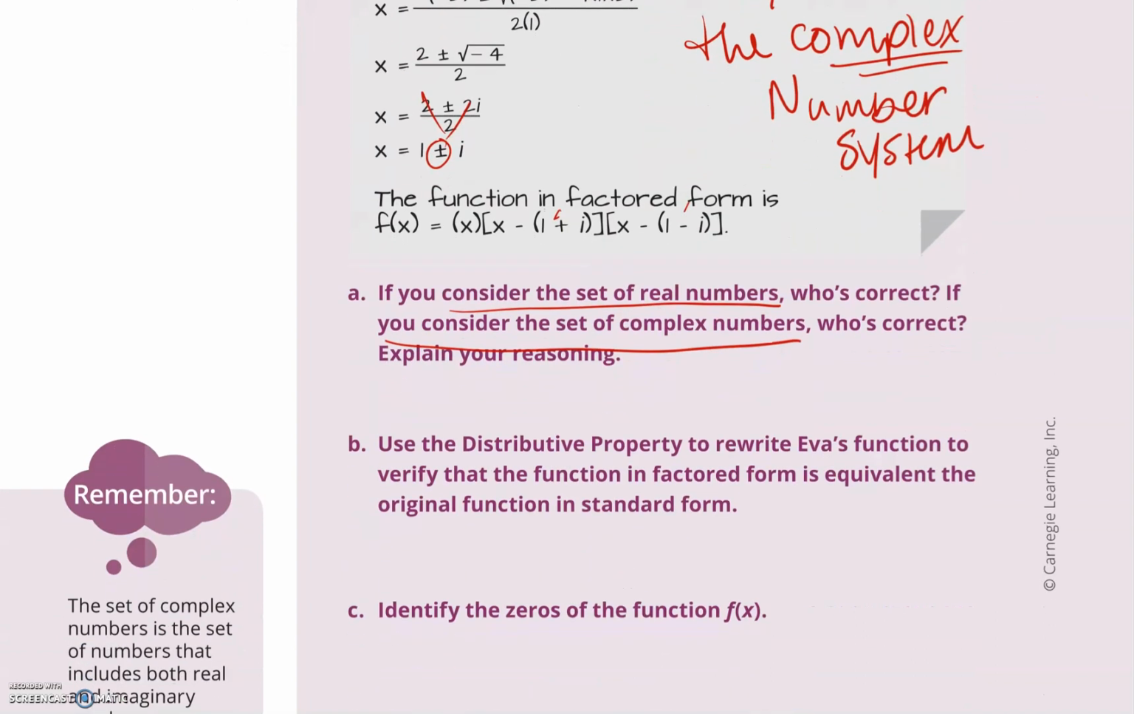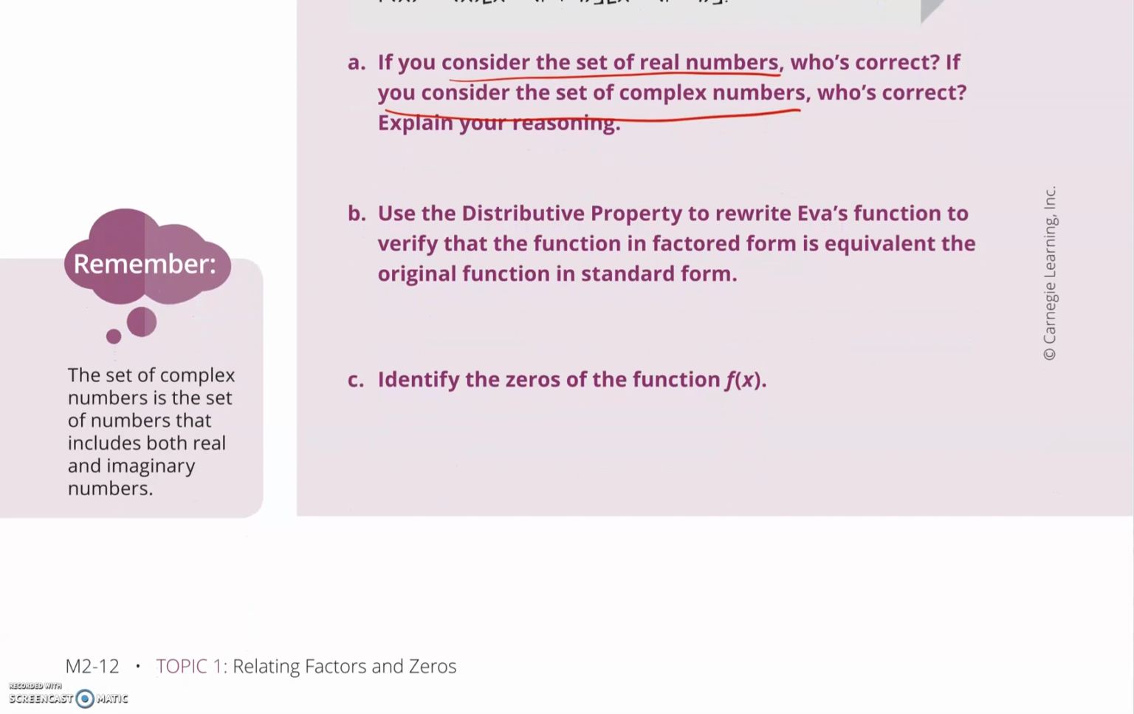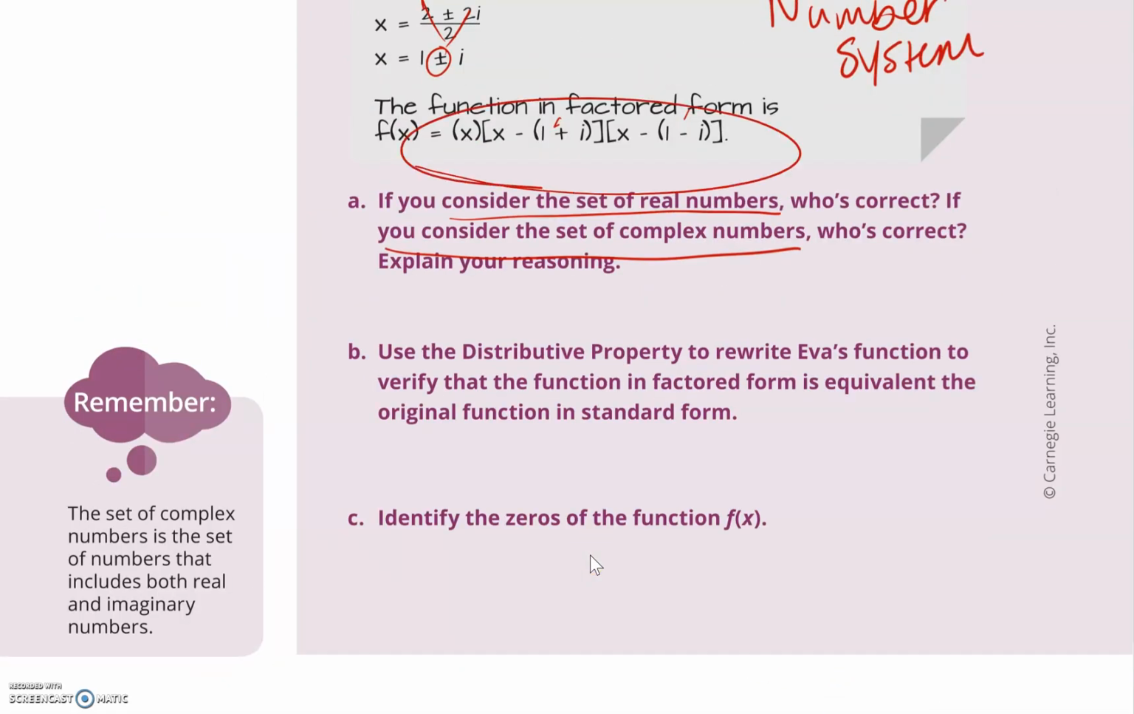You can use the distributive property to rewrite Ava's function. We're not going to go through all of those steps. But we are going to identify the zeros of the function. So remember, if we're going from factored form to find the zeros of it, we set each factor individually equal to 0. So we have x equals 0, x minus 1 plus i equals 0, and x minus 1 minus i equals 0. And we solve for the x value.